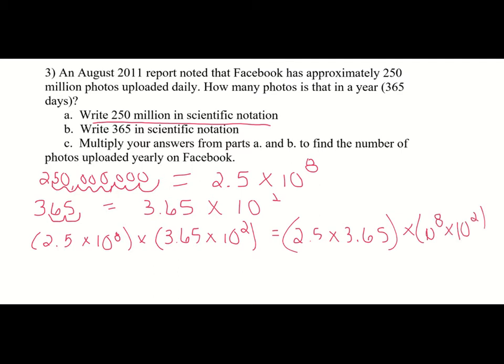So 2.5 times 3.65 is going to give me 9.125 times, and then here, add your exponents. So 10 to the 8th times 10 to the 2nd is going to be 10 to the 10th power. And that's it. So those are the number of pictures uploaded yearly on Facebook as of August 2011. I imagine it's a little bit different now.